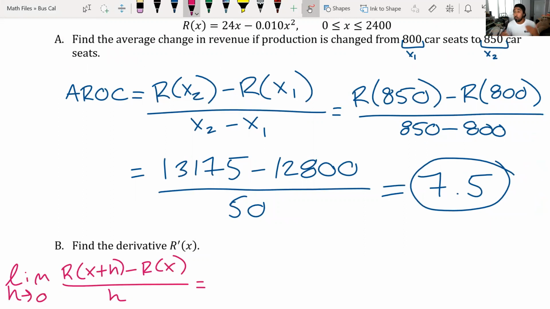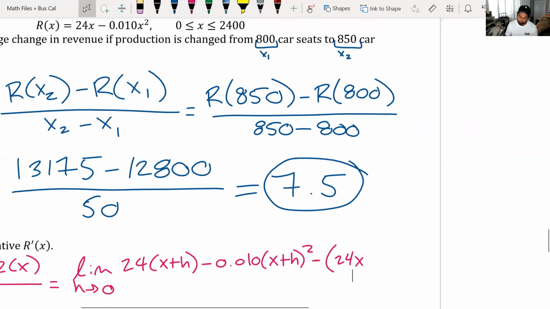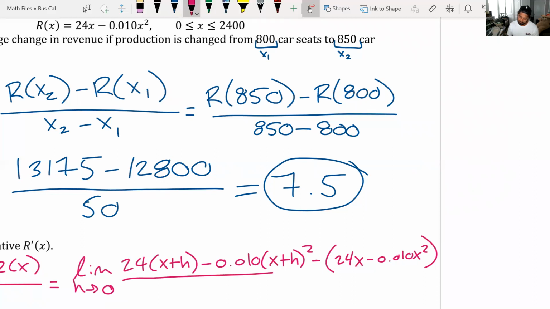And once again, we're trying to do this in one go, right? So the limit as h approaches zero of 24 times x plus h minus 0.010 times x plus h squared. Remember, all of this is r of x plus h, minus the original function, 24x minus 0.010x squared. And this is all over h.